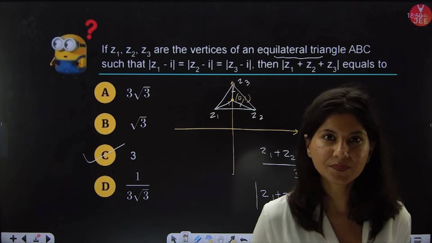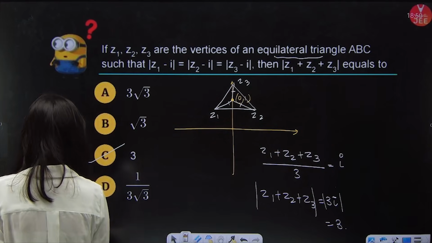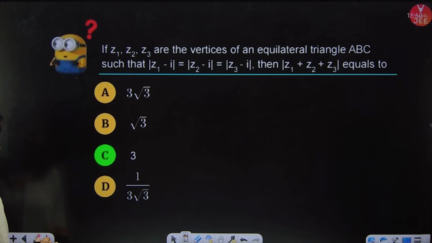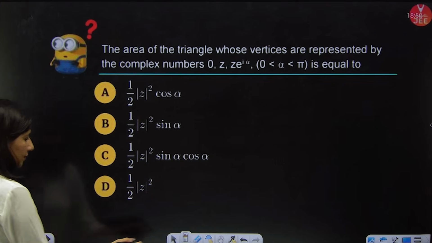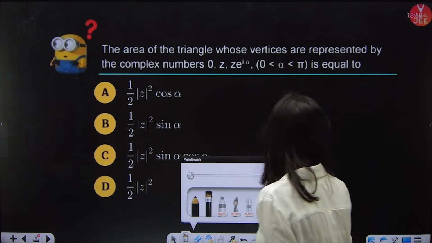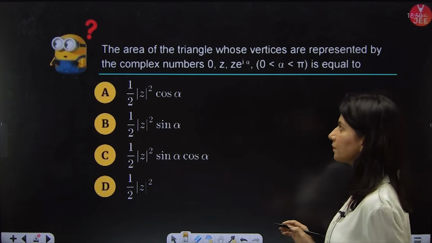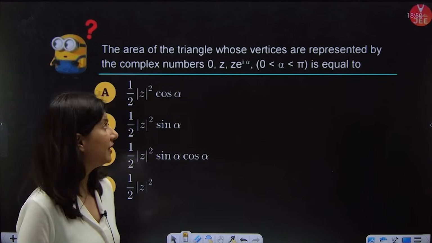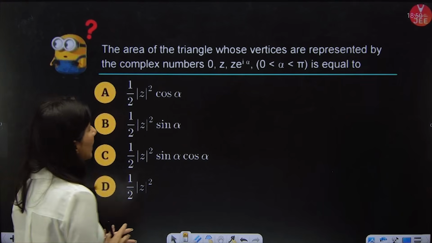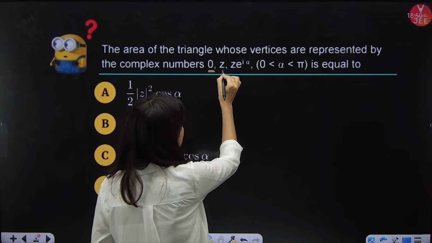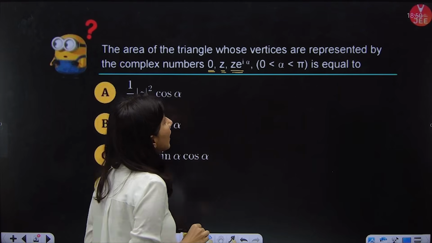Okay. Clear? Chalo. Now let's talk about the next. So 3 is absolutely right. Let's talk about the next problem. Next problem is all about, okay, very good problem. The area of triangle whose vertices are represented by complex number 0, z, z e raised to power iota alpha is equal to, okay.